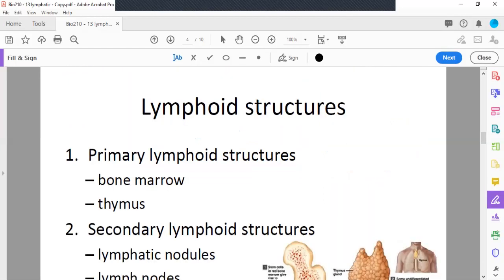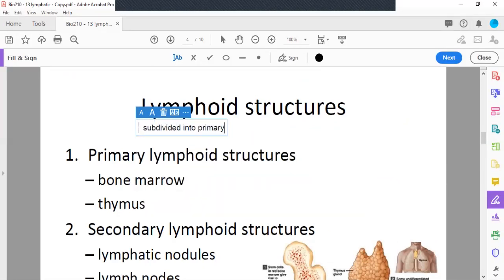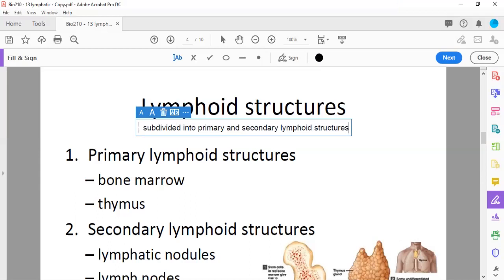All right, let's begin with lymphoid structures. The lymphoid structures, as I mentioned, are basically our lymphatic structures. You can interchangeably use lymphatic or lymphoid structures, but let's use the word lymphoid structures. The lymphoid structures can be subdivided into primary and secondary lymphoid structures. Now, as I say this, you are probably thinking, what is the distinction or separation between the lymphoid structures?